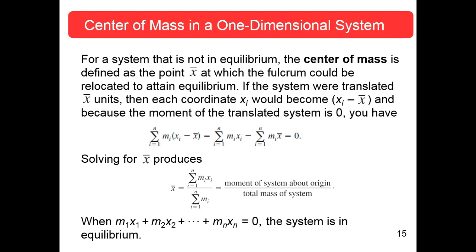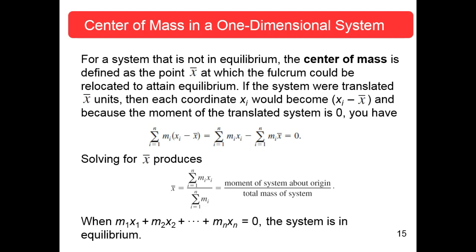Okay, here, we're still here. For a system that is not in equilibrium, the center of mass is defined as the point x bar. In your past, x bar may have represented the average of x. In a little bit of a sense, it's kind of like an average, but it's not quite the average x. The center of mass, x bar, is the point at which the fulcrum could be relocated to obtain equilibrium. Wherever the center of mass is, that would give you equilibrium.